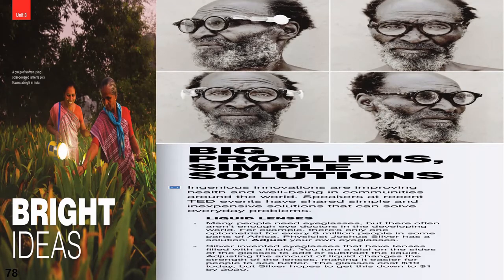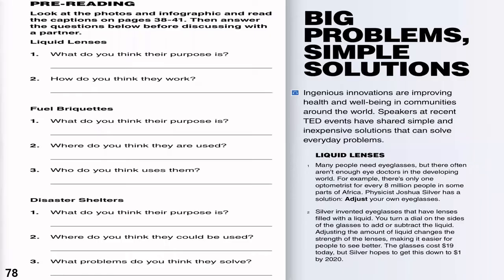All right, this is the reading, and it's on page 78. If you look under bright ideas, big problems, simple solutions. Okay, of course, first, we will be doing the pre-reading. So look at the photos and infographic and read the captions, the titles, I guess, if you will. The titles are liquid lenses, fuel briquettes, disaster shelters. These are on pages 78 to 81. Then answer the questions below before discussing with your partner.